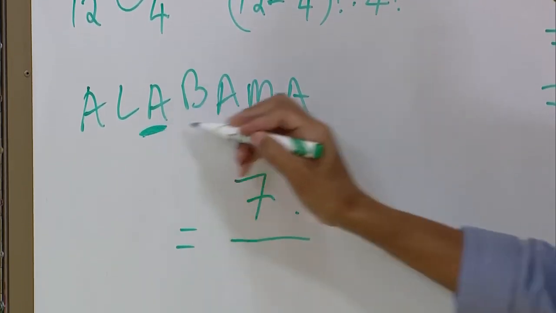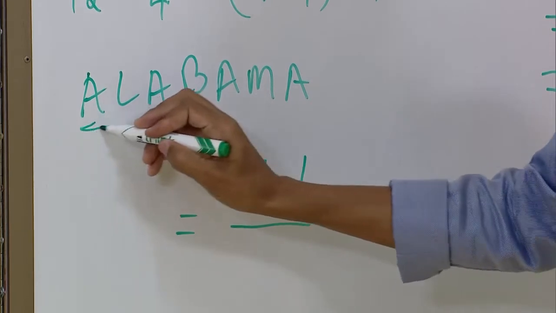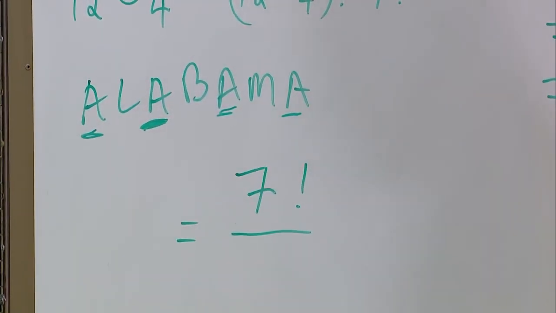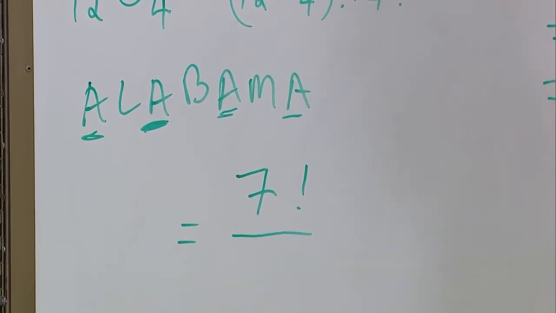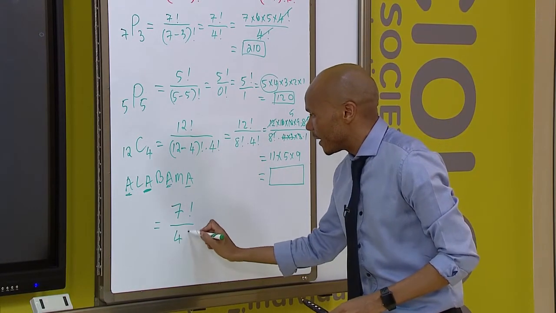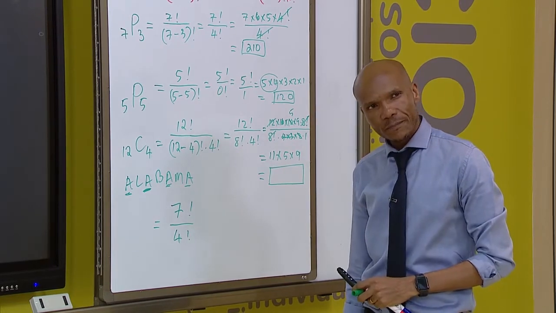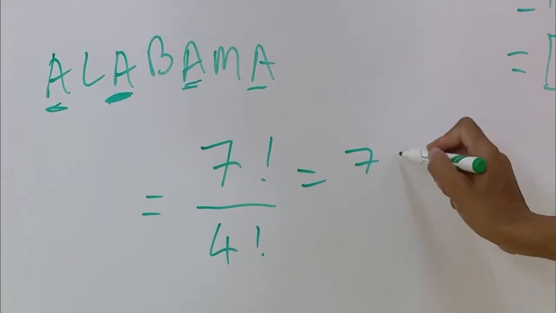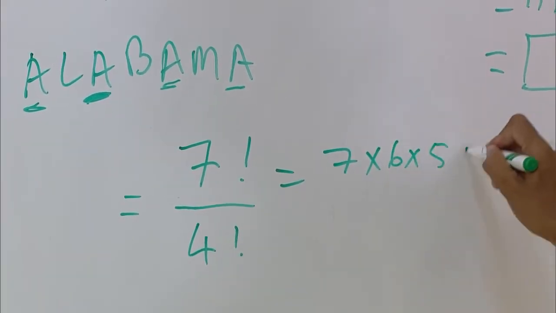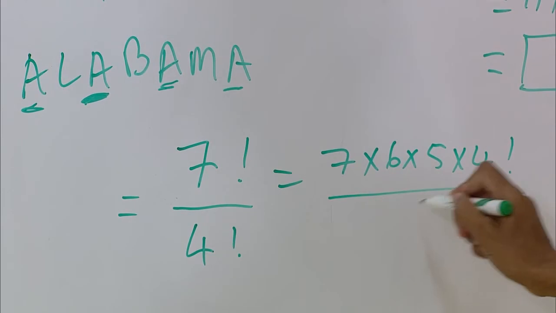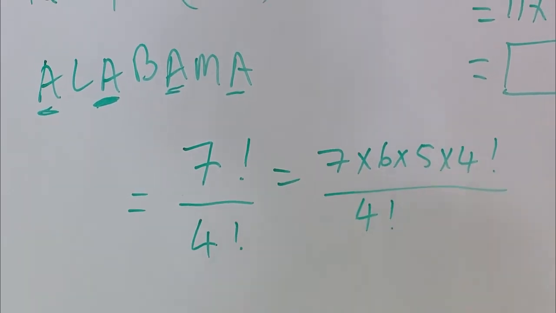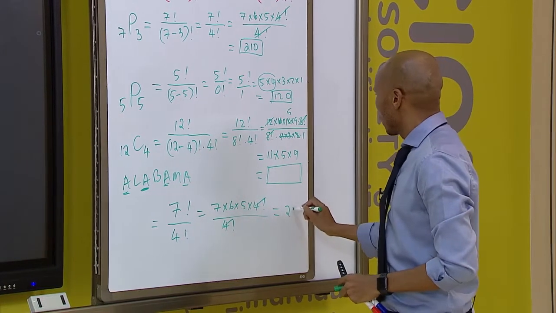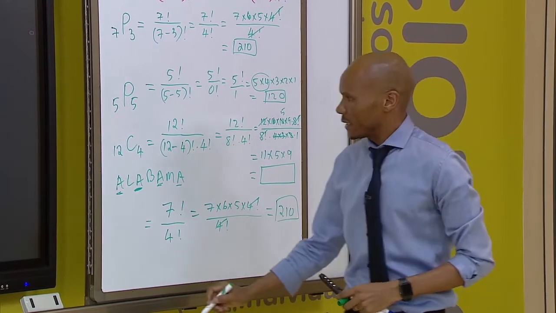But how many letters are repeating there? Alabama. How many letters are repeating? You've got 4 letters that are repeating, right? So you have to eliminate them. So you are going to say divided by 4 factorial. So 7 times 6 times 5 times 4 factorial over 4 factorial. You cancel out, and then you'll have 30 times 7, which is 210 there.